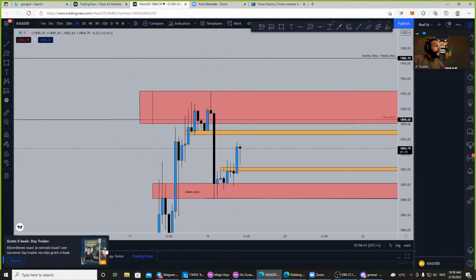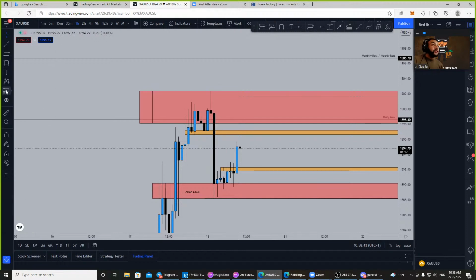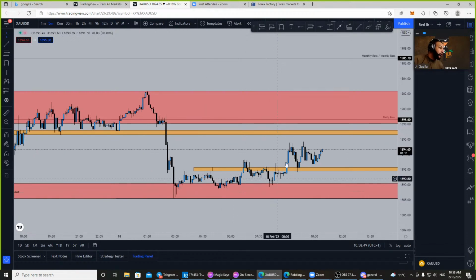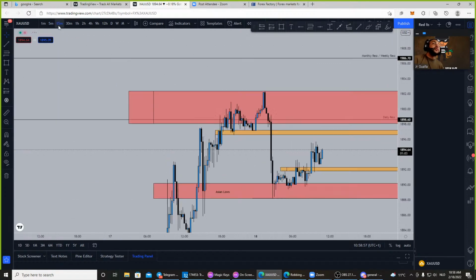If you're thinking the way I'm thinking on going about this, then you did right. Because basically what you just did was, the structure broke. Here's your retest, you entered. Makes sense. Where you're TPing, I don't know. Probably here.